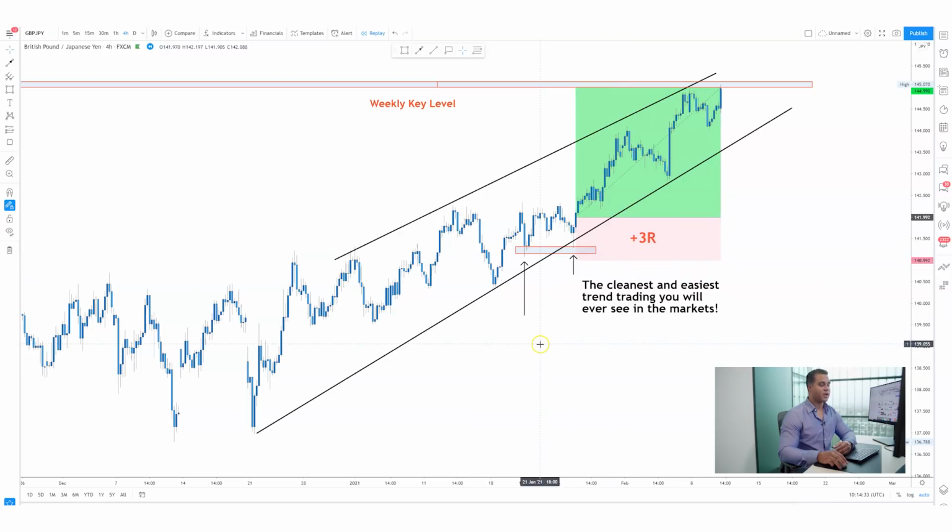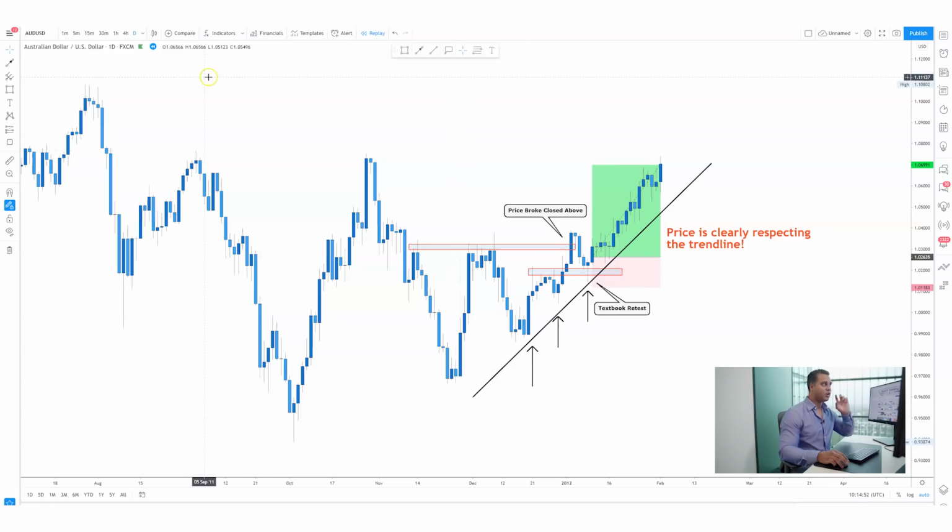Beautiful 3R in this trade, and as I said, it's one of the cleanest and easiest trend trades you will ever see. Just keeping it super simple, making sure your stop loss is well out of the way of the trend line and below the structure levels here, and all you're anticipating is the market to continue pushing higher. So let's move on to trade number 6.